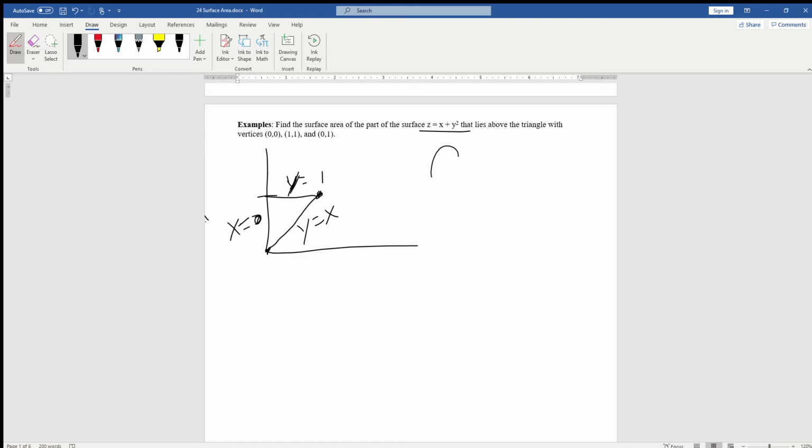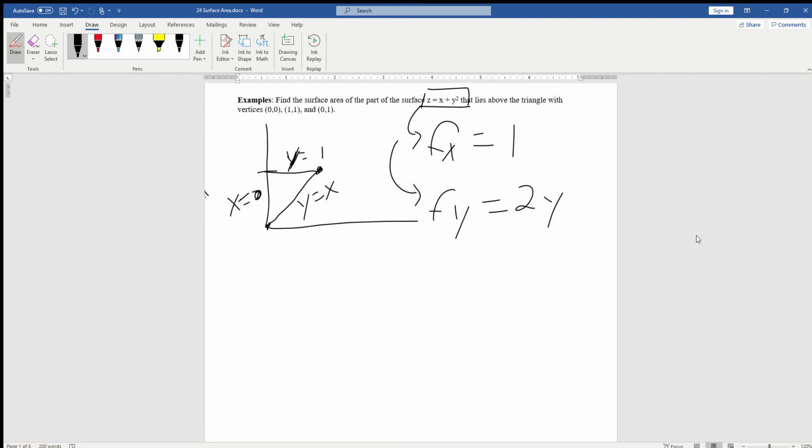The other thing we want to do is find f_x, which is 1. We want to find f_y, which is 2y. And our function that we're dealing with is z equals x plus y squared. So we just find the derivative of that function with respect to both x and y. Now we're going to set up the double integral, but we're not going to set up the bounds, and I'll describe why we don't do that yet.